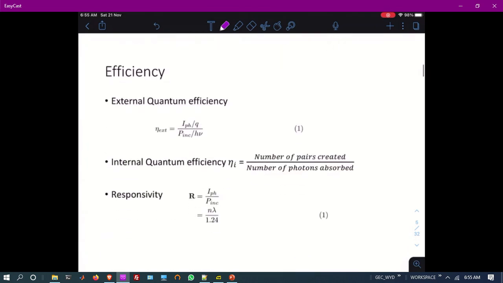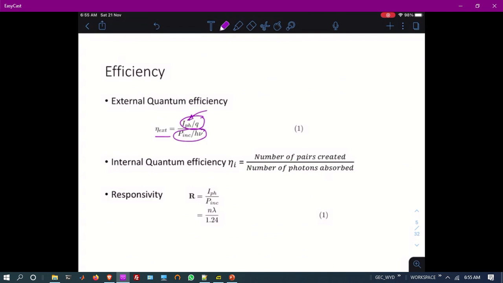Now we need to know how efficient our photodetector is, and we have a term called external quantum efficiency, which gives you the ratio of the number of electrons which constitute a photocurrent to the number of photons incident.